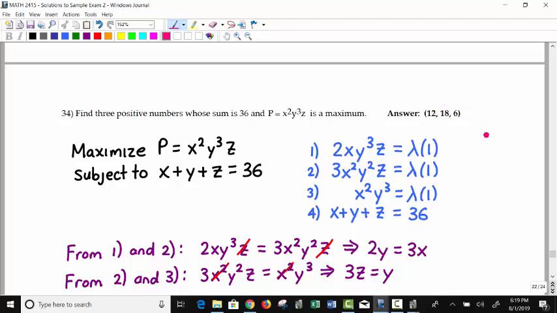So, all right then, that concludes the second part of the solutions for exam 2.